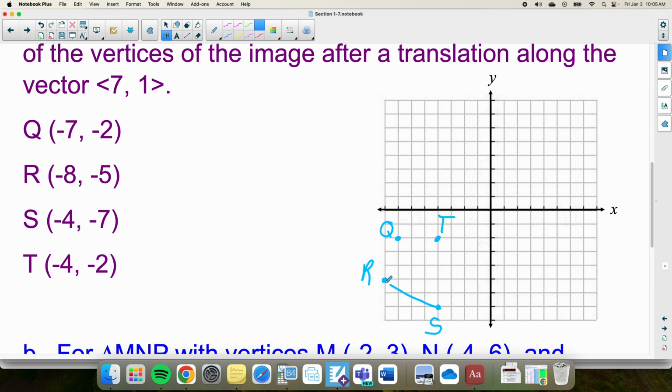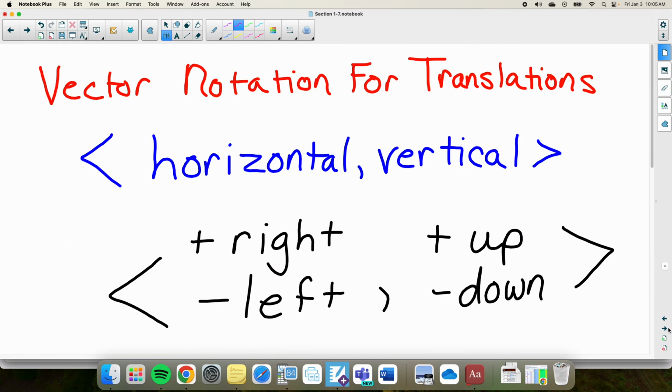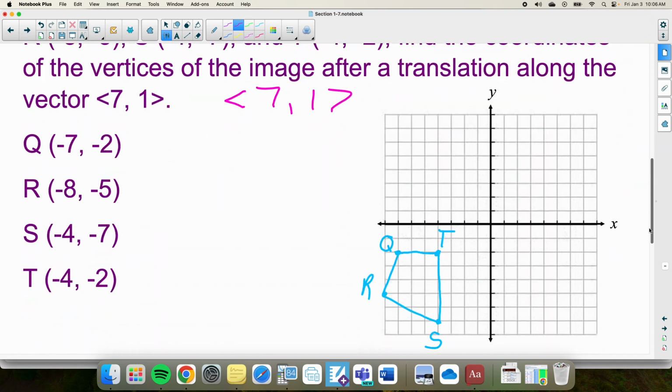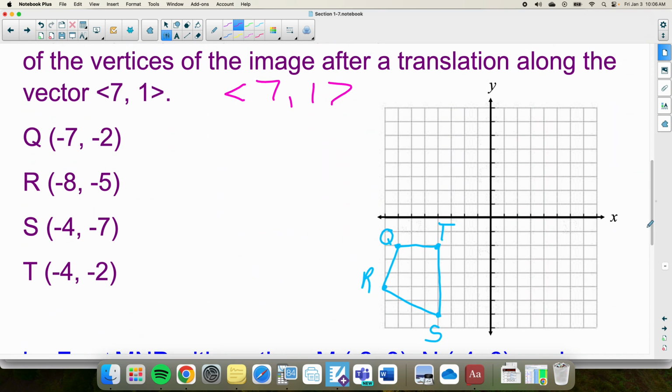So our original figure, and there are rulers up front that you may use, that's our original figure, okay? Now, they wanted us to move this 7, 1, okay? If it's a +7, you move it 7 to the right. If it's a +1, you move it 1 up, okay? So for each point, we're gonna go 7 to the right, 1 up, and you start at the points that are here. You don't start at the origin, okay?